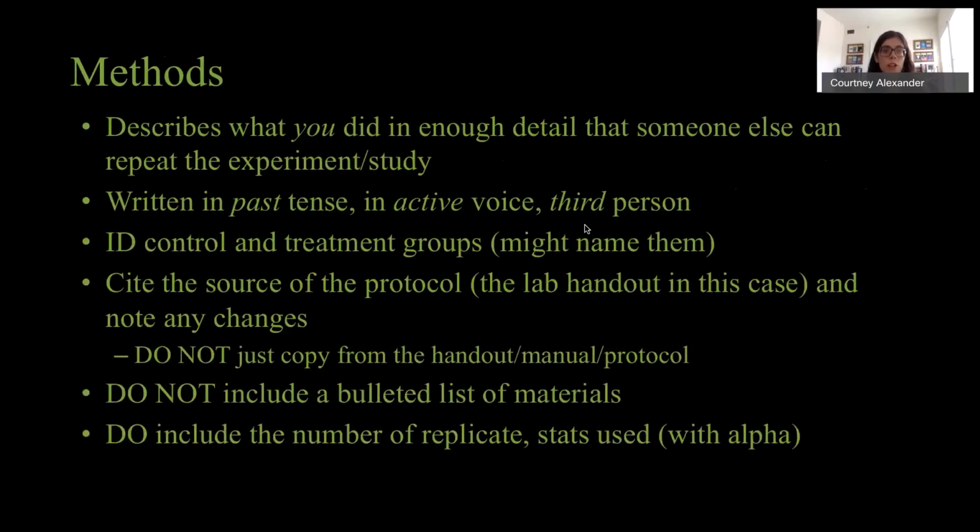Remember, for our methods, you're going to describe what you did in enough detail that someone else could repeat your experiment or study. You want to write it in the past tense, in active voice, in third person. We practice this. You want to make sure you identify your control and your treatment groups. You want to cite the source of the protocol where you got this from. In this case, it's our lab handout, and you want to note any changes you did. Do not just copy and paste from the handout or the manual or the protocol. You want to put it in your own words. Don't include a bulleted list of materials. That's just for your own personal lab notebook. But do include the number of replicates and any statistics that you used with those alpha values.